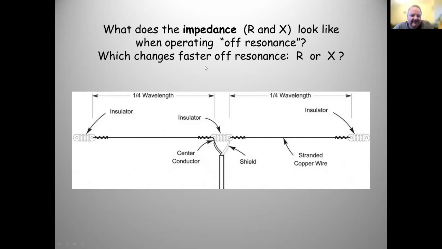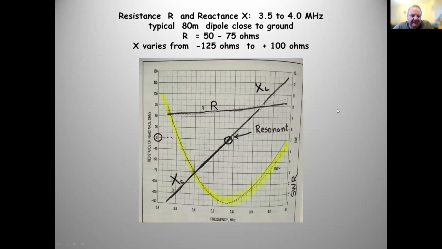Yeah. All right, well, here's a graph I pulled out of the W2DU, Walt Maxwell book, and I thought, this is just so cool. And then I highlighted it. So here's a typical 80-meter antenna. My antenna works pretty close to this. So I'm looking at this from 3.5 to 4 megahertz, 80 meters. Typical 80-meter dipole, close to the ground, so maybe the resistance is something like 50 ohms. Mine is a little bit lower, a resistance of about 30 ohms.